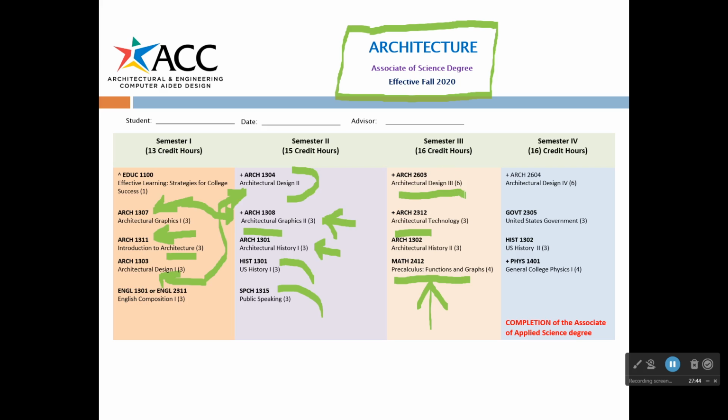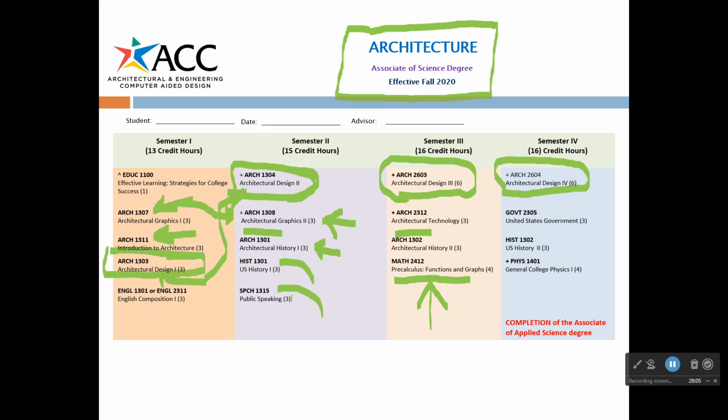Then we have Architectural Design 3, and in the fourth semester, Architectural Design 4. So if you're taking Architectural Design 1 now, then you could take Architectural Design 2 in the spring. If you haven't had one, you could take one next semester.